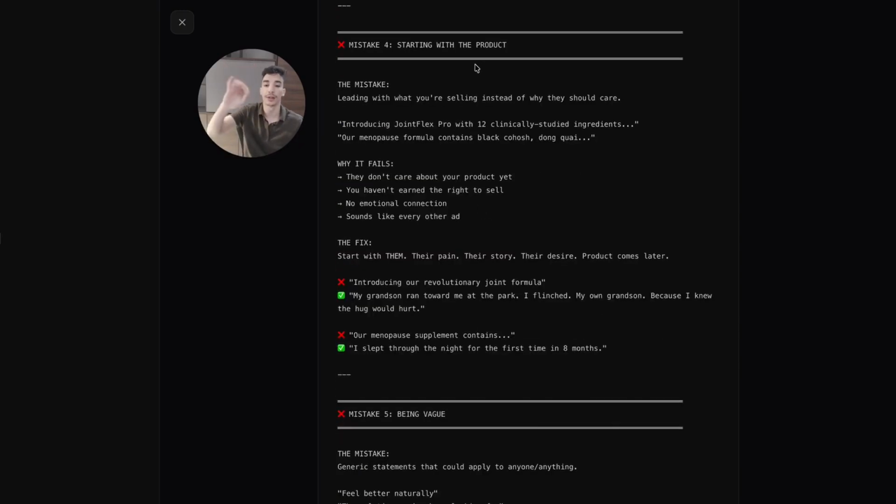Mistake number 4: starting with the product. A lot of people focus on their product when their audience is actually problem aware, solution aware, or unaware. If your avatar's level of awareness is none of those, starting with the product doesn't make sense to them because they're not looking for your product yet. So always remember that. The mistake is leading with what you're selling instead of what they should care about.